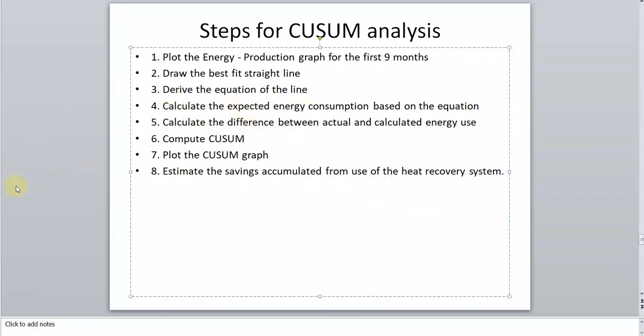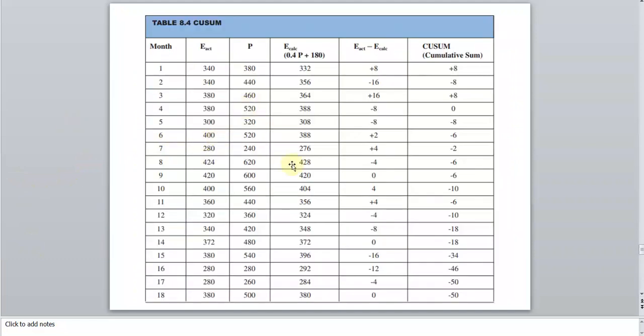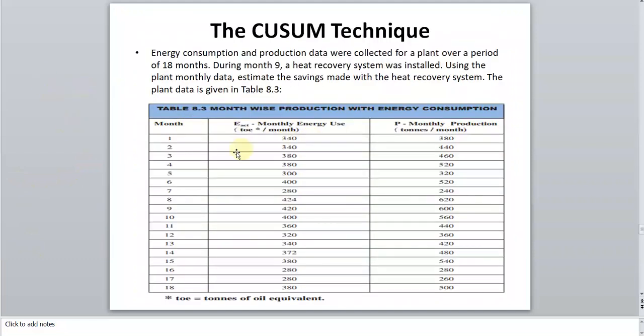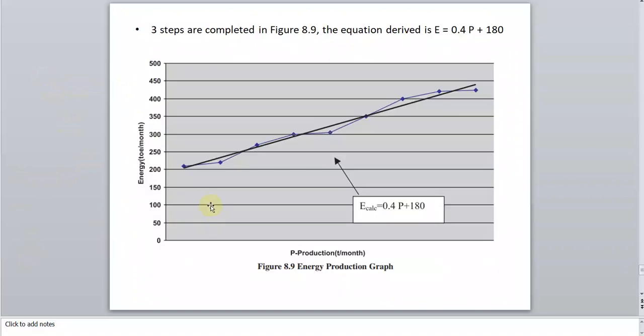For this data, we have a best fitting straight line, and we also have a line equation, which you can see here: 0.4 p plus 180. This is your mx plus c, and E calculated means y. So three steps are completed, and the equation derived is E equals 0.4 p plus 180.